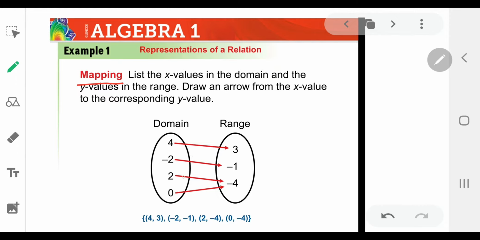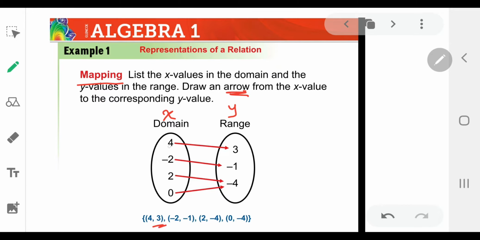We put all the domain values, the x values, in one shape. As we said earlier, either it's an oval or a rectangular shape. And the range values, the y values, in the other one. And we're pairing each x value with its corresponding y value using arrowheads. Okay, draw an arrow from the x value to the corresponding y value.